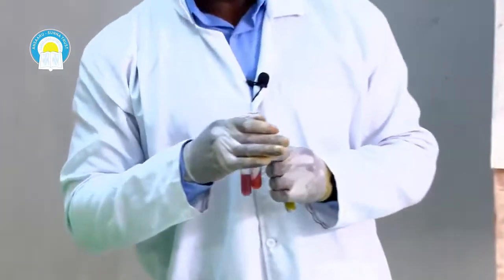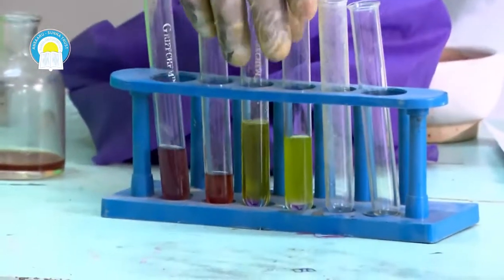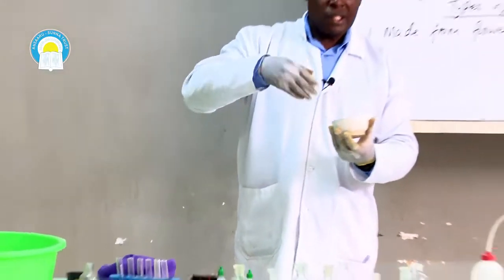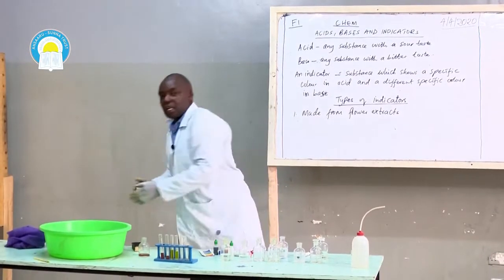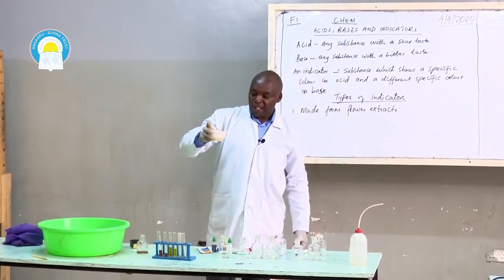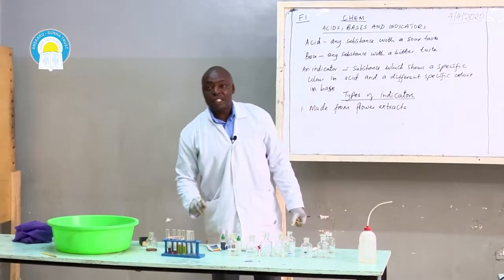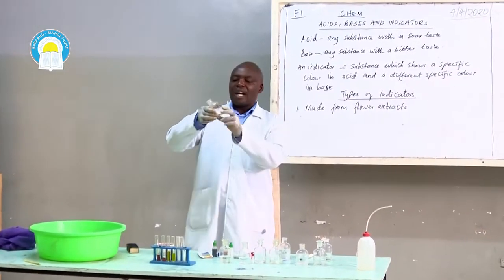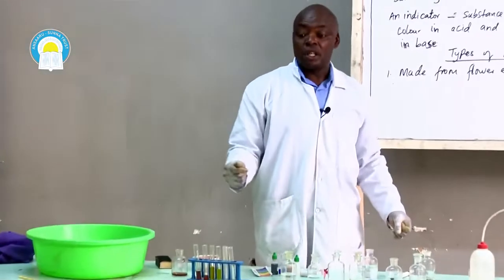However, we notice that these indicators made from flower extracts, because the solvent used in preparing the extract is volatile, that is, it keeps evaporating with time, the composition of the indicator varies with time. Therefore, it does not give consistent results. The color of not just the indicator, but the solutions also keeps changing with time.